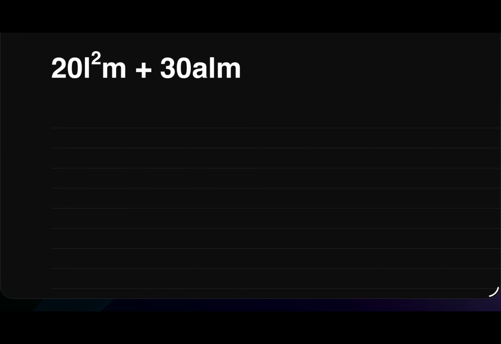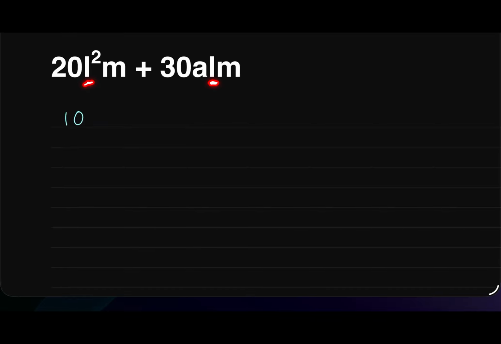Question number 5. What is the HCF of 20 and 30? It is 10. Now we have L square M and ALM. What is common? L is there in both? Yes, we have to take the least number of L, that is only L. What about M? Yes, M is also common. What about A? A is not common because A does not appear in this term. So we cannot take that outside the bracket.